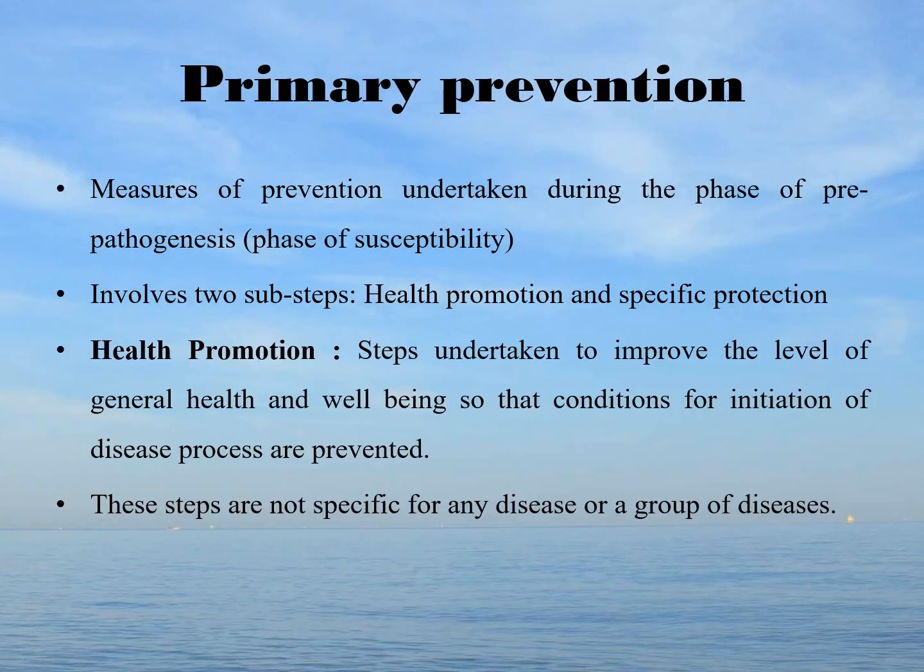Primary prevention, these are measures of prevention undertaken during the phase of pre-pathogenesis. So it involves two substeps. It basically involves health promotion and specific protection. Health promotion are steps undertaken to improve the level of general health and well-being so that conditions for initiation of disease process are prevented. So these steps are not specific for any disease or a group of diseases.